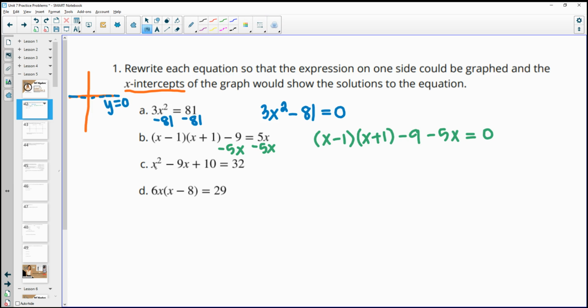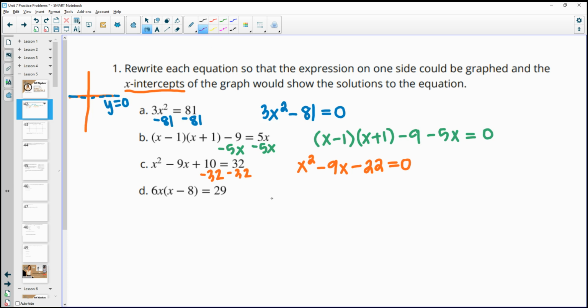Then C, so subtract 32 so that we get that side to be 0. So then on the left side, we have x squared. We have the minus 9x. Now this time you have a 10 and a negative 32, which are like terms. You could just leave it as plus 10 and minus 32. I'm going to combine it to negative 22. And then 32 minus 32 is 0.